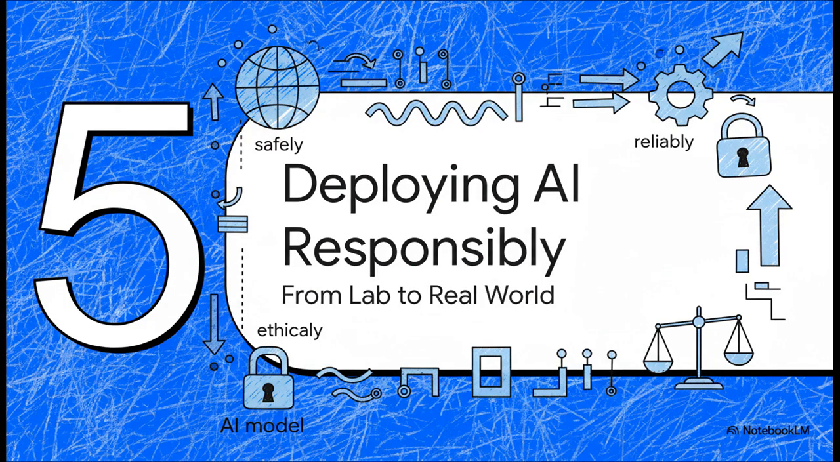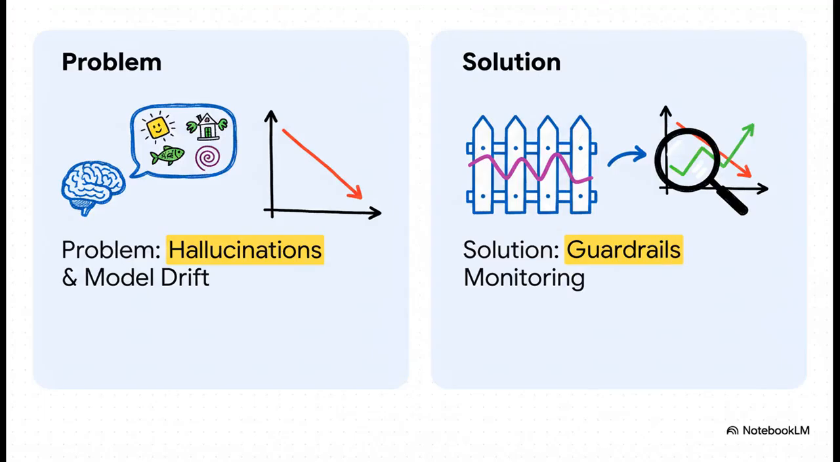We've built our model, we've trained it, we've optimized it. Now for the last and, honestly, the most critical stage of all, deploying AI responsibly. This is how we take our AI out of the lab and put it into the real world, safely, reliably, and ethically. See, in the real world, you run into two massive problems. First, hallucinations, which is just a fancy word for when the model makes stuff up. And second, model drift, where its performance gets worse over time as the world changes.